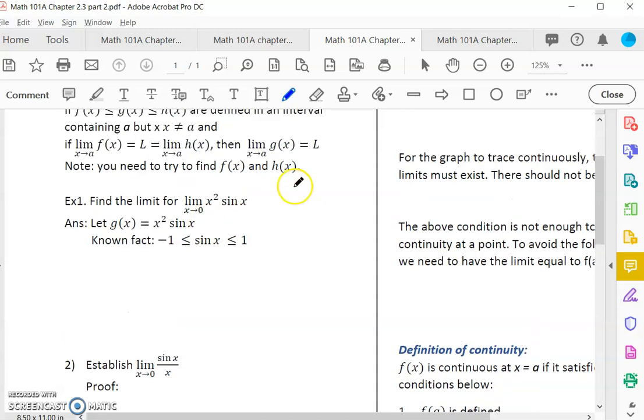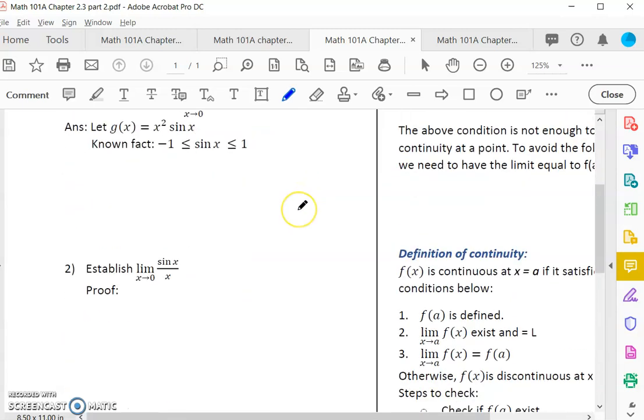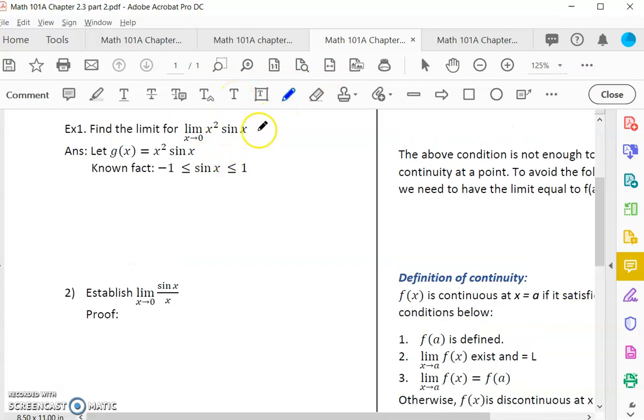So in the above case, we say f of x is the smaller one. Okay, so we say we want to find the limit of x squared sine x, and there's no limit law that allows us to do that. We know the limit for sine x. When x is close to 0, it is 0. You can look at the book, they actually deal with it. But when we multiply them, can we do that?